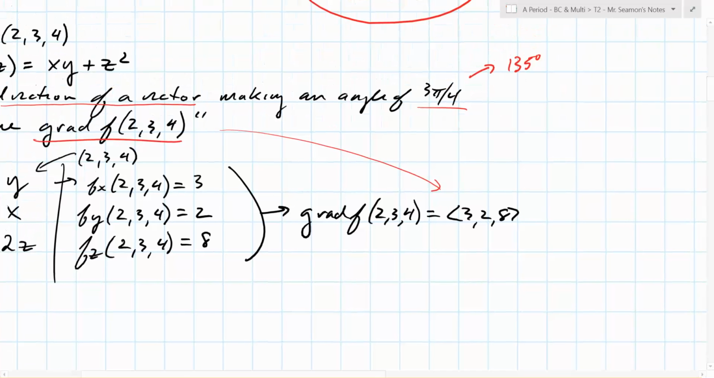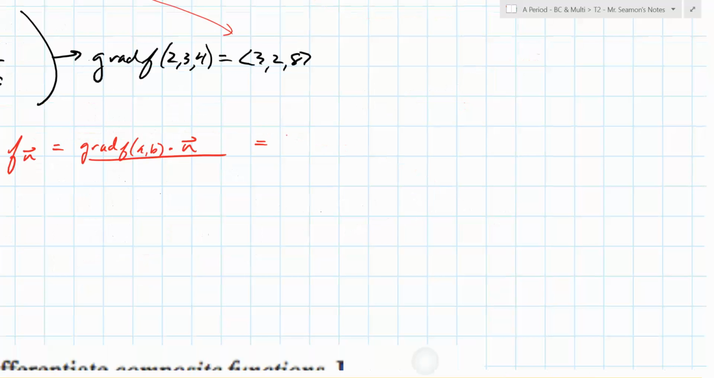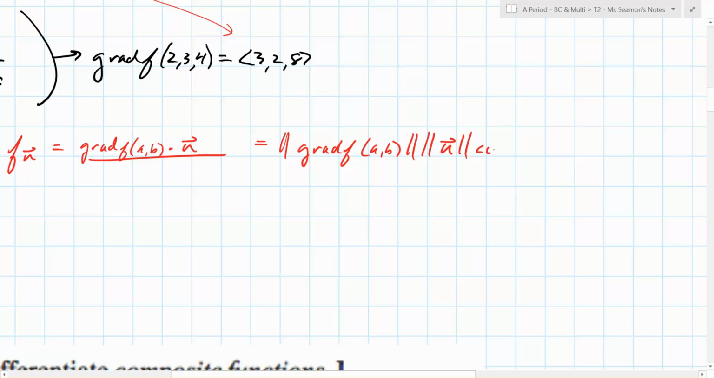Okay, so how do we go? I'm actually stumbling to find a good answer. It's the magnitude of the first vector, right, times the magnitude of the second vector times what? Cosine of theta, exactly. Good save, Nate. But what is the magnitude of u? 1. So what are we really just doing? The magnitude of the gradient of f at the point we want.